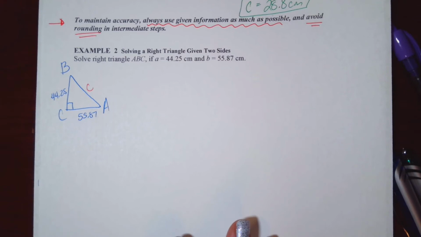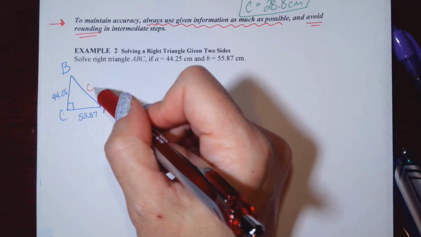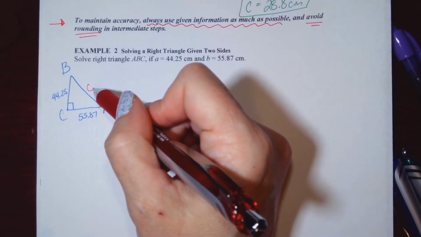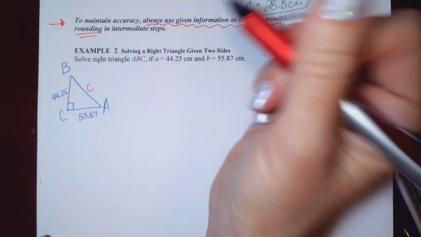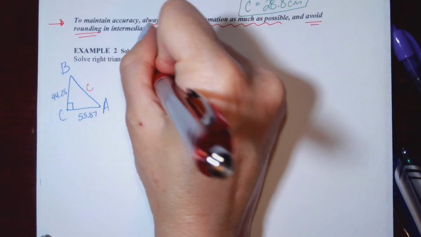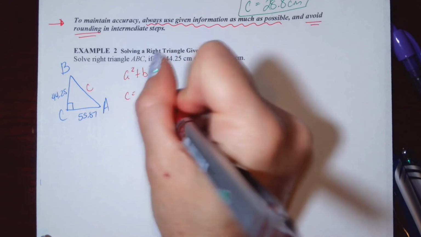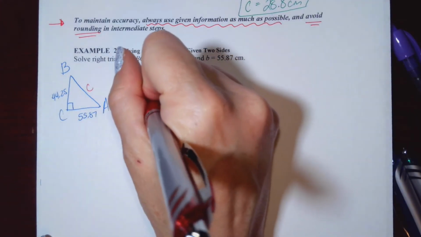Now, because I don't have a second angle, I'm not going to start with my angles. I'm going to start by finding this missing side. My missing side is the hypotenuse. I fall back to my Pythagorean theorem, a squared plus b squared equals c squared. So C is going to be equal to the square root of the sum of those squares.